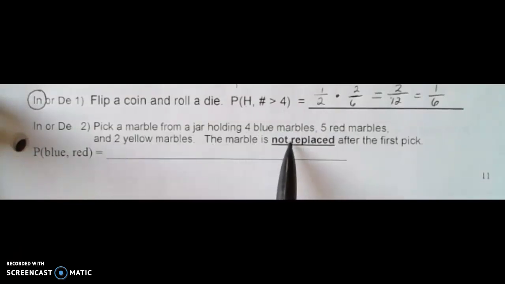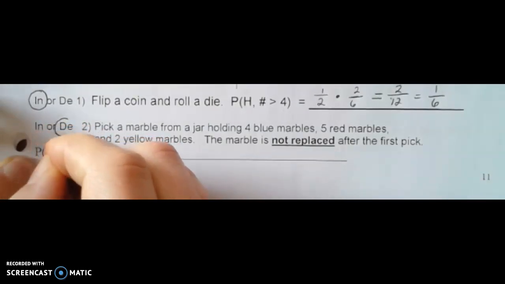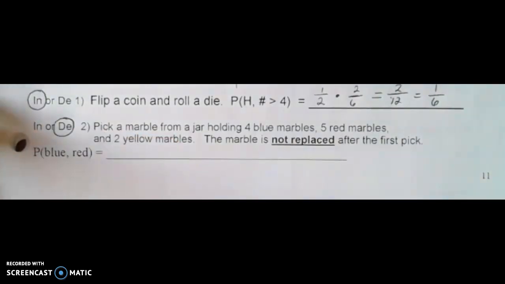The marble is not replaced after the first pick. Okay? So my number of marbles when I draw the second time isn't going to be the same as it was when I took out the first marble. So therefore, this second probability is going to get affected by the first probability, meaning that they are dependent upon each other. Okay, these are dependent events.